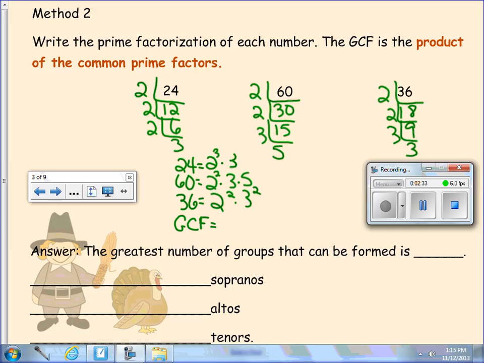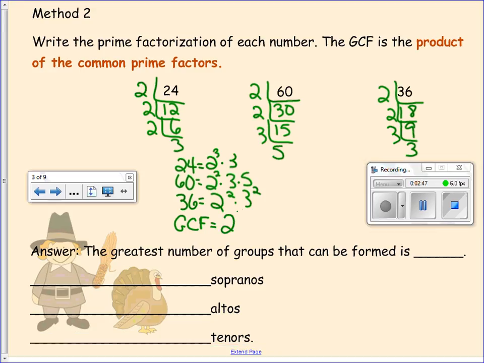So since they're in order, from least to greatest, I'm going to look at my twos. Note how I set the problem up. I did the prime factorization for 24, 60, 36, GCF at the bottom of that list. They each have at least two twos in common. Then I'm going to check my threes. They each have at least one 3 in common, and that's all that they have in common. So 2 squared times 3 is 12. So the greatest common factor of those three numbers is 12. So the greatest number of groups that can be formed is 12.